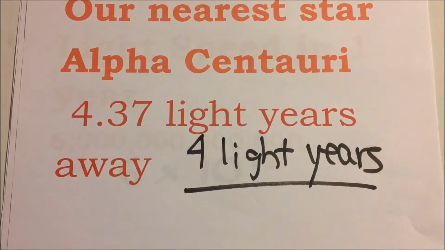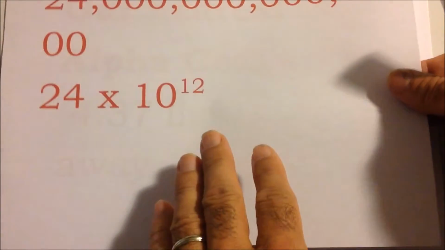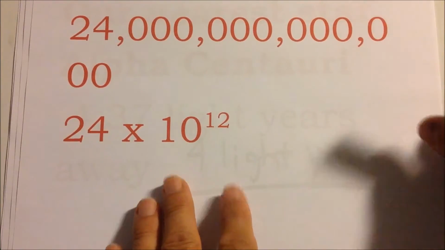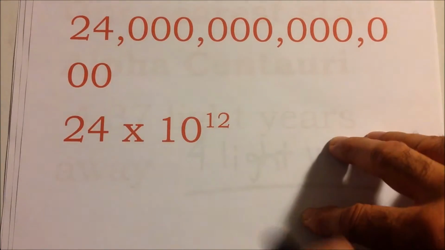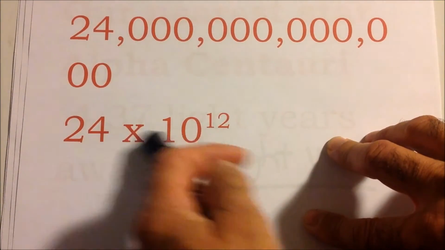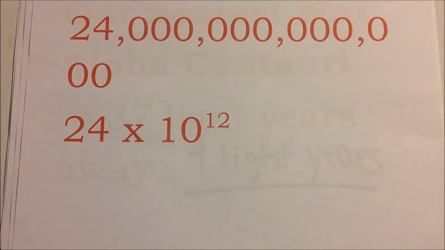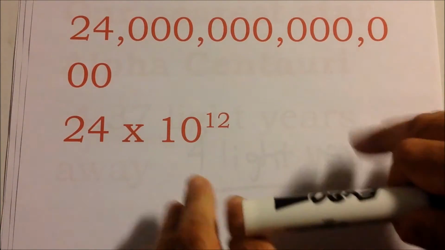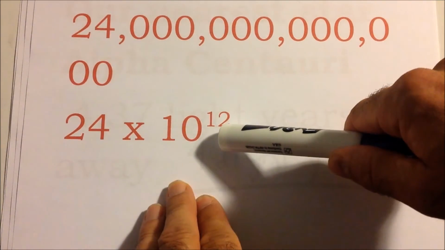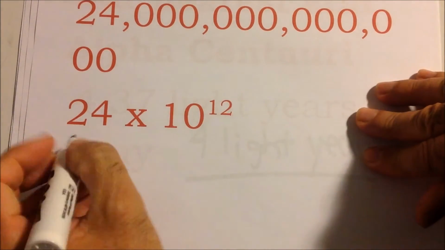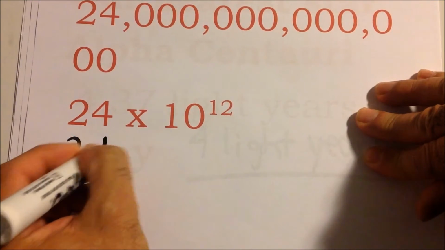Okay, so we remember it's about 4 light years, and light travels about 6 trillion miles a year, so it's about 24 trillion miles. Put that up there. Now, this is not in scientific notation, it's in base 10. This is a proper answer, but it's just not in scientific notation. So 24 trillion miles is shortened, but in scientific notation, you have to put the decimal. So it would be 2.4.